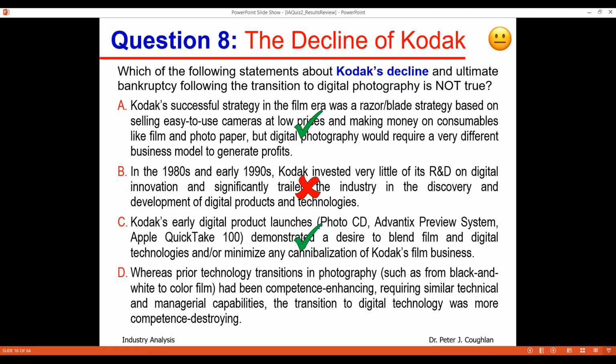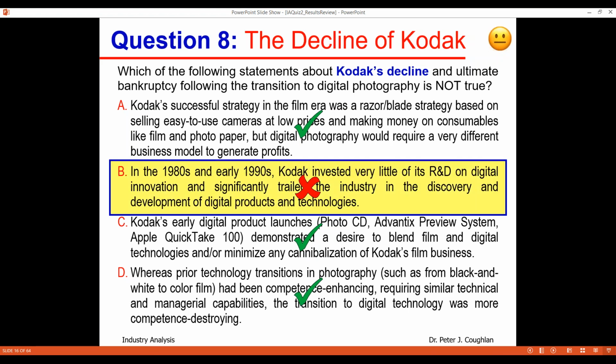D, whereas prior technology transitions in photography, such as from black and white to color film, have been confidence enhancing. Yes, they were big transitions, but they still required chemical engineering. The same competency to make black and white film was required to make color film. Requiring similar technical and managerial capabilities, the transition to digital technology was more confidence destroying. Yes, the benefit of being a chemical engineer was not really apparent when it came to digital technology. So that was a true statement. You're supposed to select the one that is not true, and therefore the answer to question 8 was B.